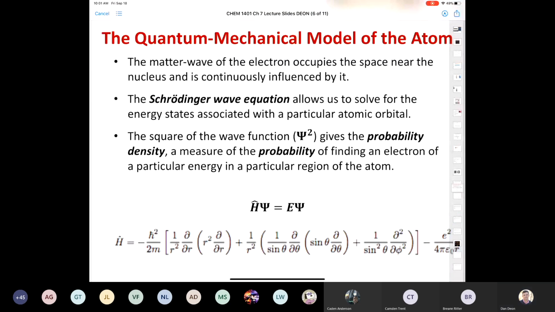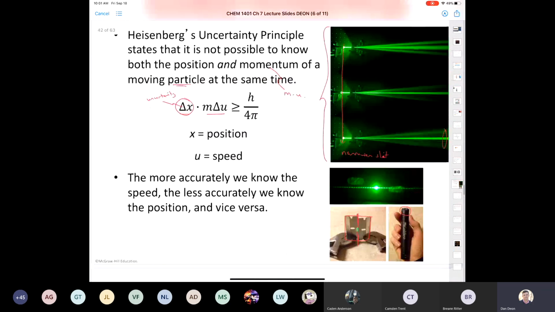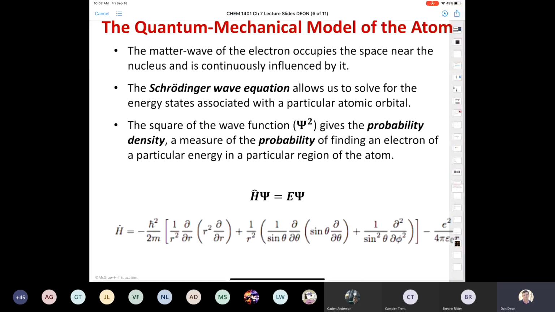And so the matter wave of the electron occupies space near the nucleus and is continuously influenced by it. Based off of the Heisenberg uncertainty principle, we can't know for certain, like we did with the Bohr model, n equal to 1, n equal to 2, an electron orbiting around. We're going to see that we have a more accurate representation of the atom, and that comes from Schrödinger, who is an Austrian scientist, and he developed what is called the Schrödinger wave equation, and it allows us to solve for the energy states associated with the particular atomic orbital.